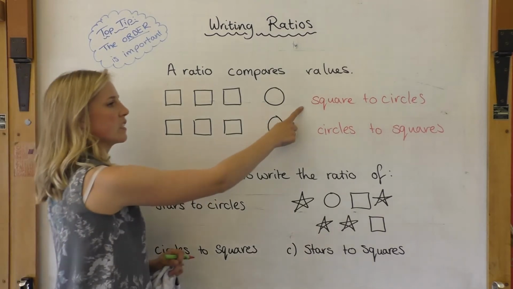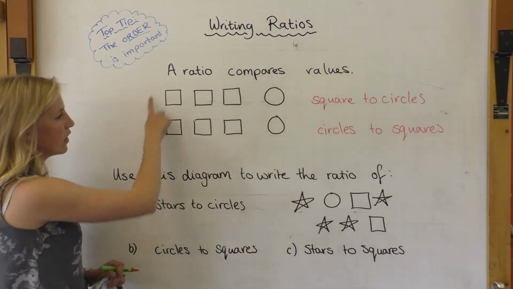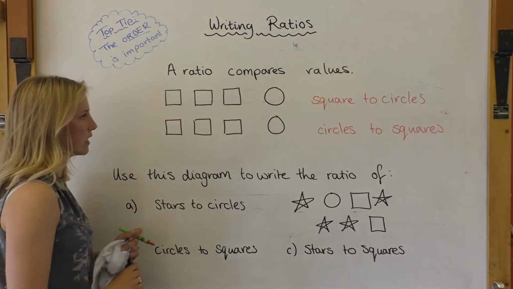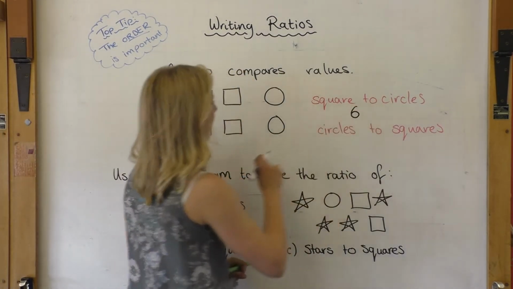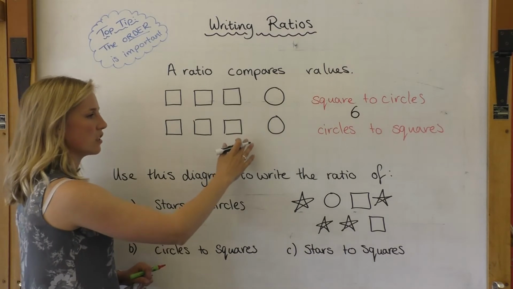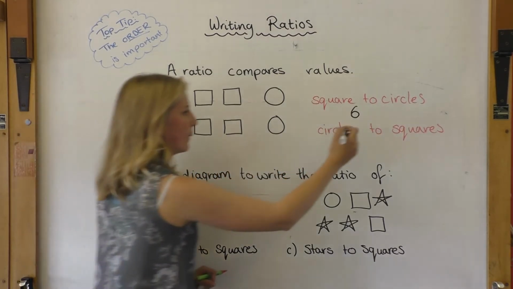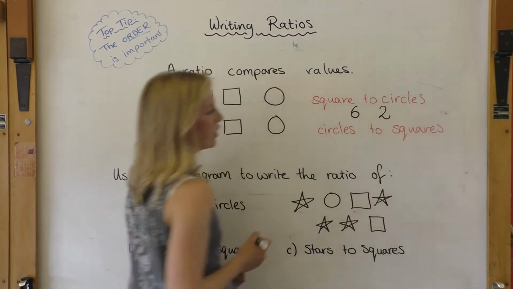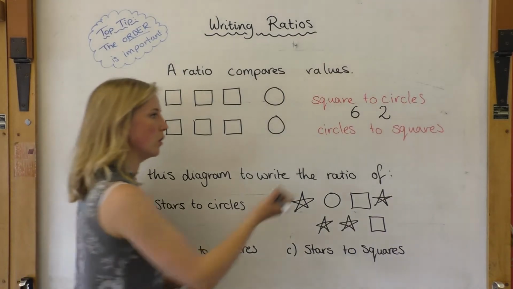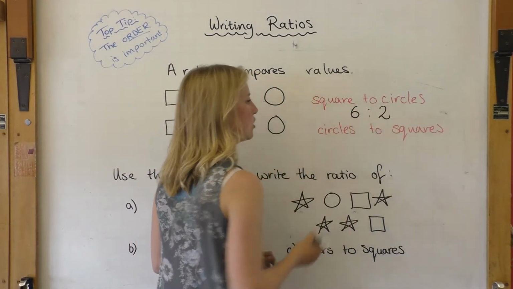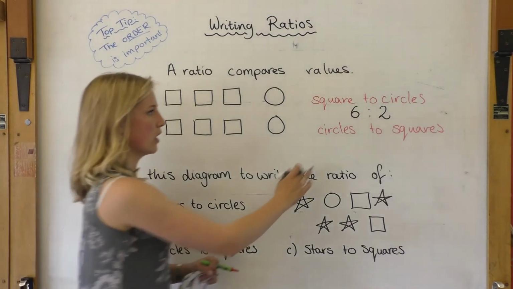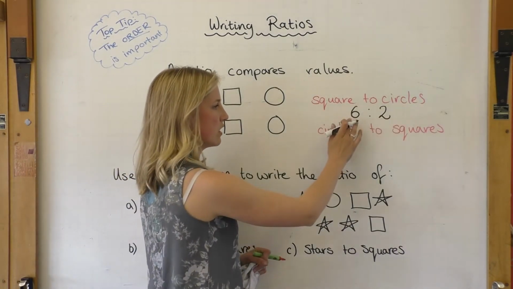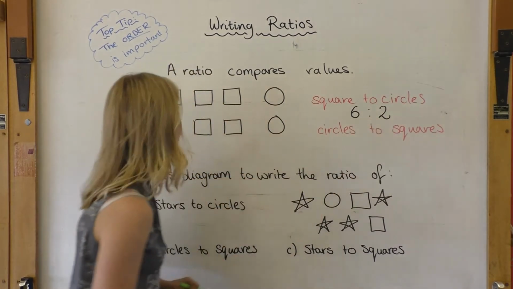So when it says squares to circles, I first need to count the total number of squares that I have, and that is 6. And then I need to write circles. Well, I have 2 of them. So my ratio is 6 to 2. And what we do to show that is we use our colon to separate those two numbers. So the ratio of squares to circles is 6 to 2.